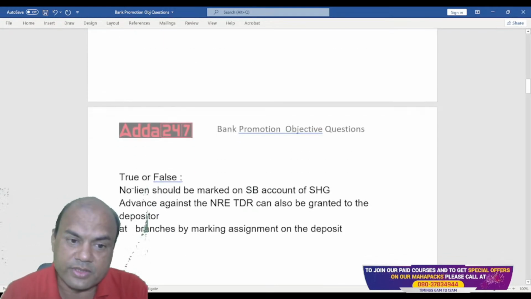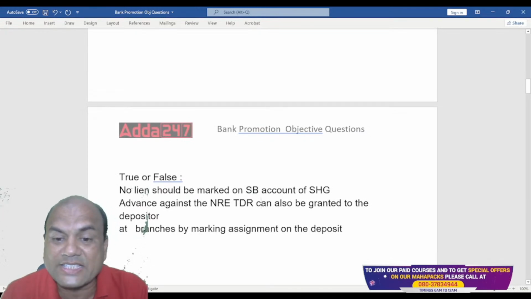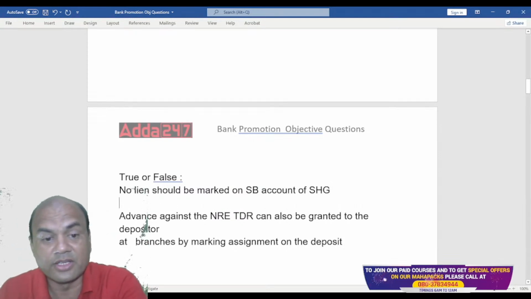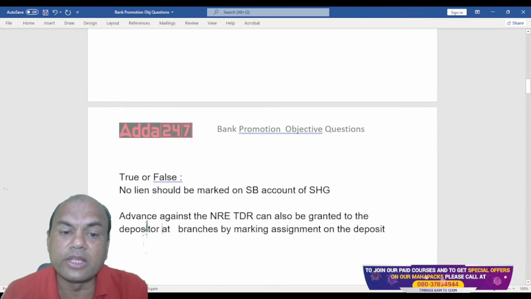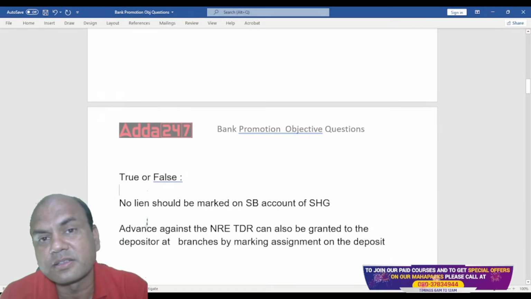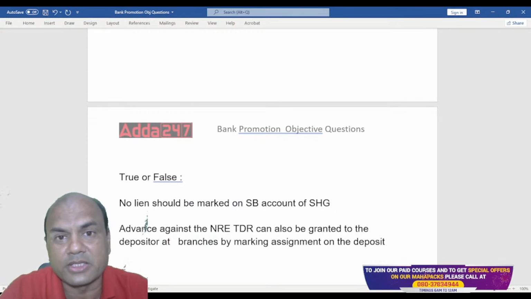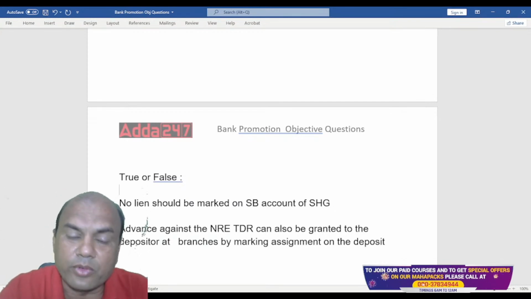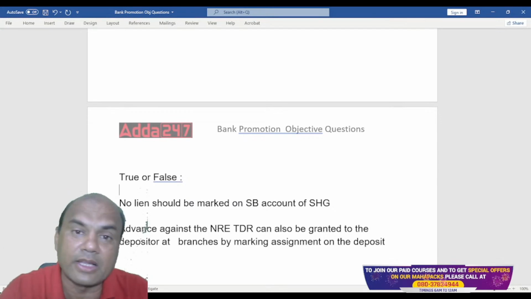Now, true or false? No lien should be marked on savings account of SHG. Self-help group, you can't mark any lien on this. What is SHG? SHG means a group of generally females, but it's not limited to females. 10 to 15 females come together and form a group for the benefit of all of them. It can be male and female both.